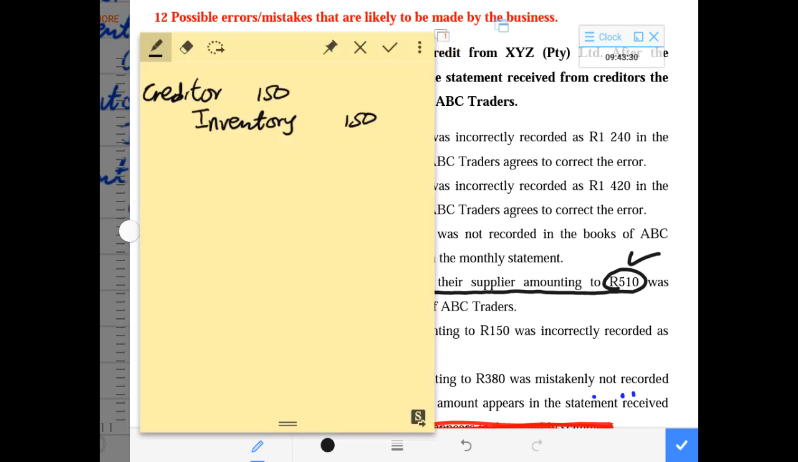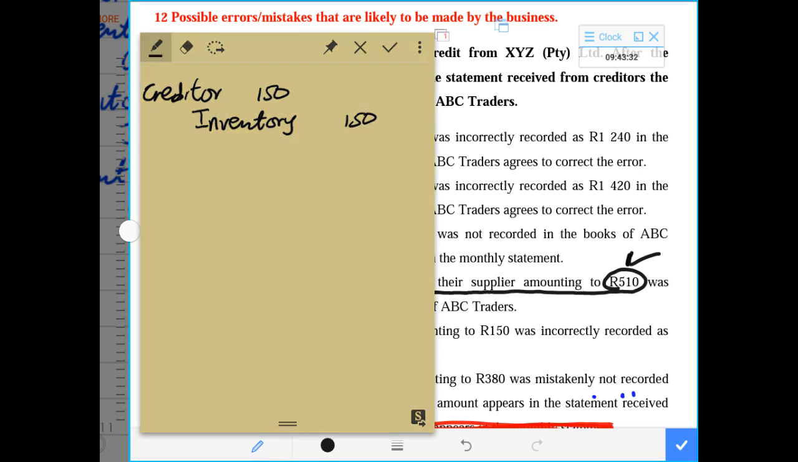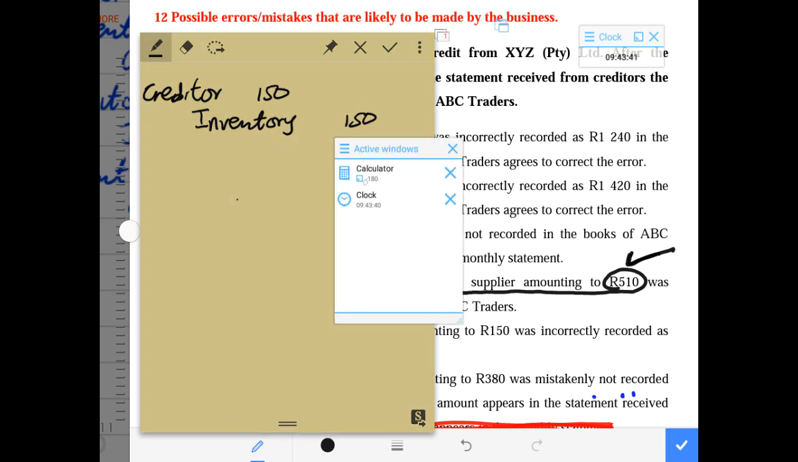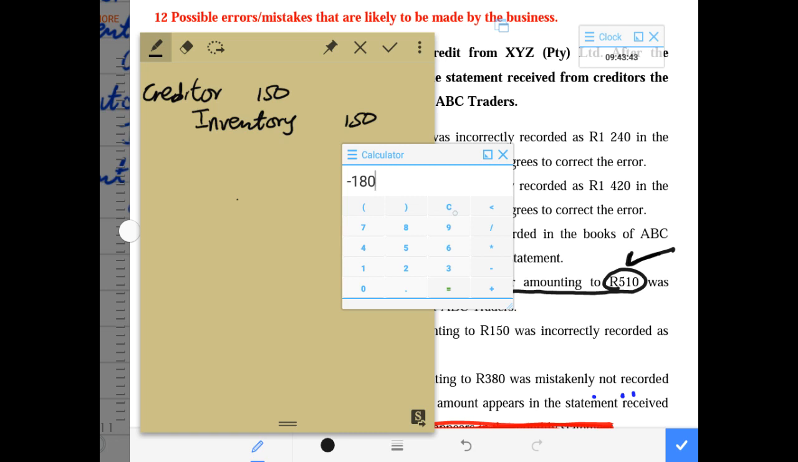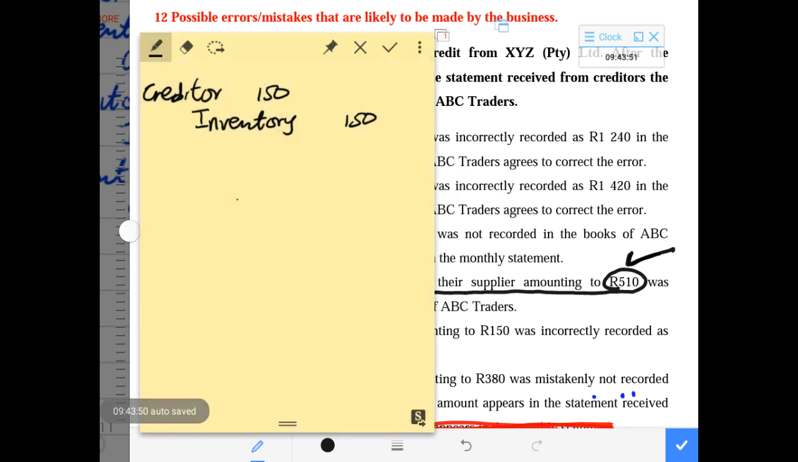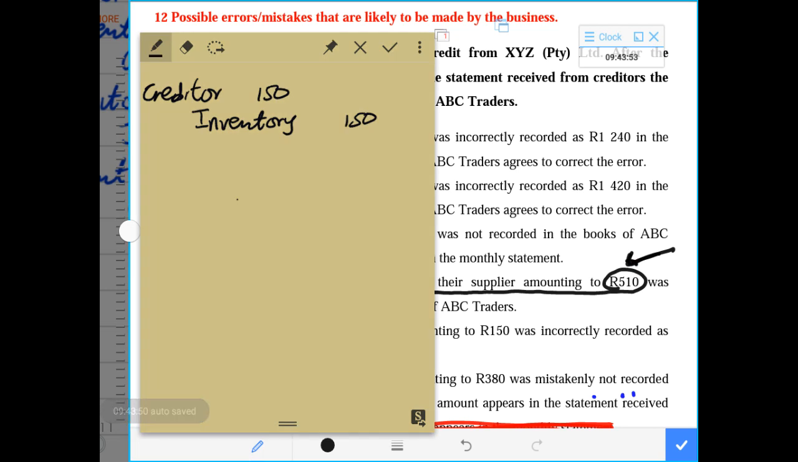So now we can see that the correct amount is 510, meaning our debit side, our creditor, is underestimated, and at the same time our credit side, being inventory, is also underestimated. So now 510 minus 150. Why am I saying underestimated? Because they recorded a smaller amount than it was supposed to be. The correct amount is 510 rands.